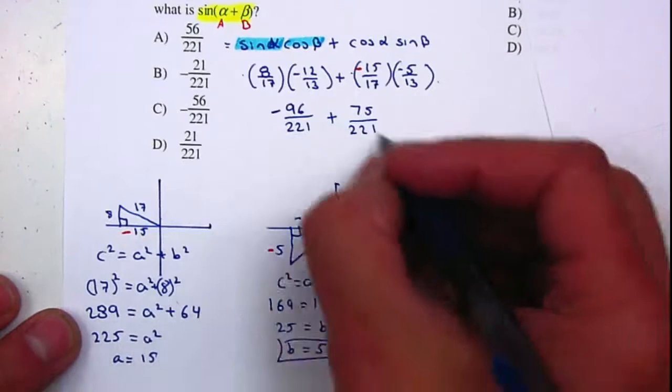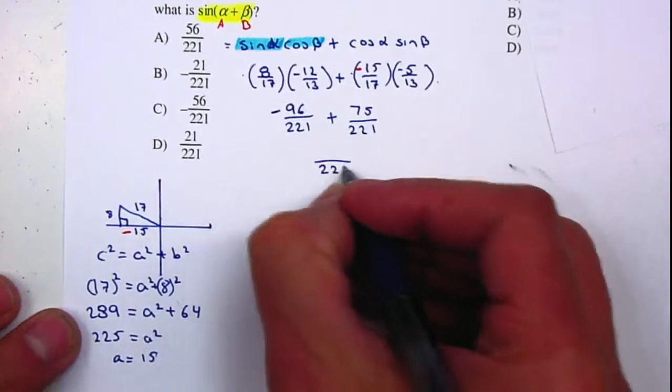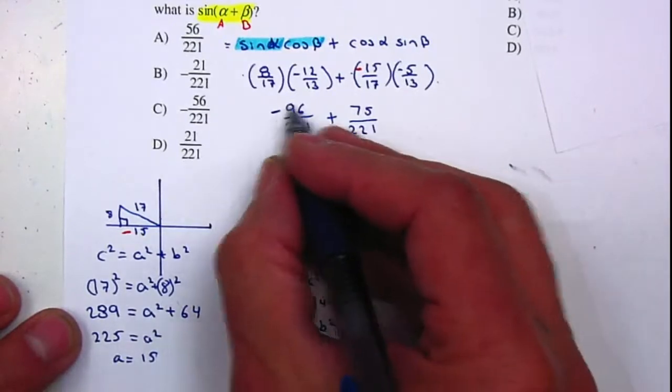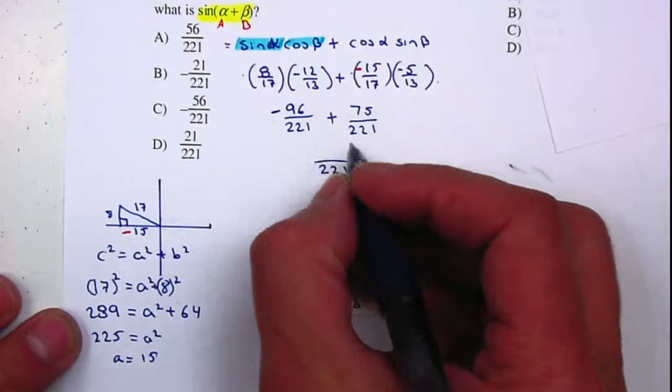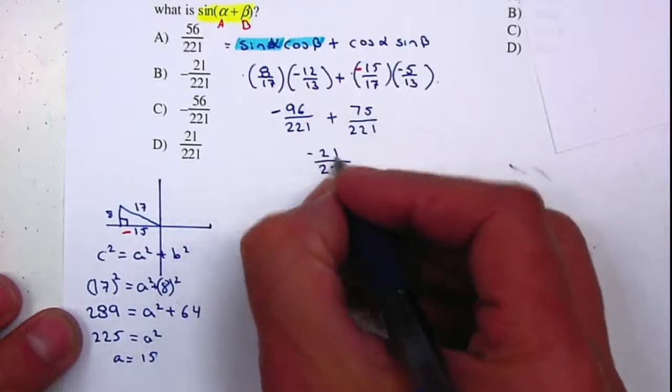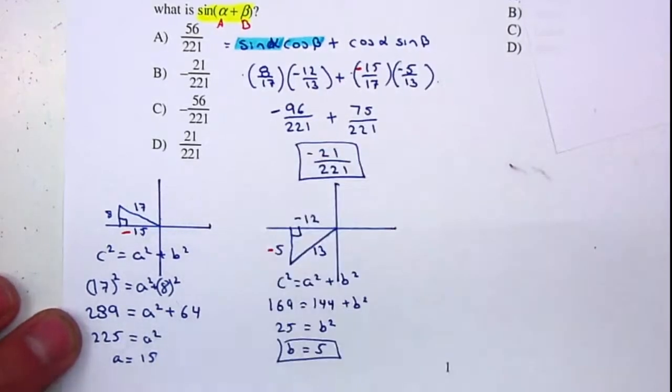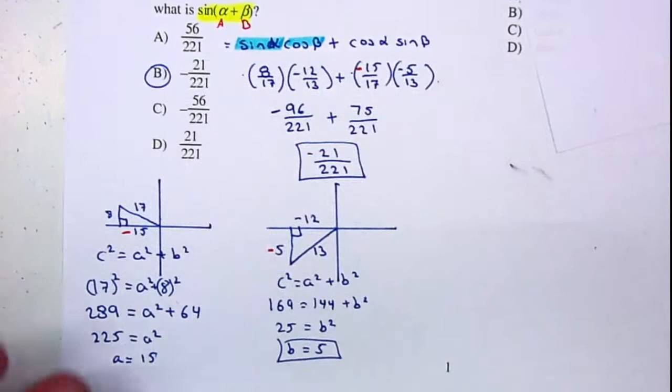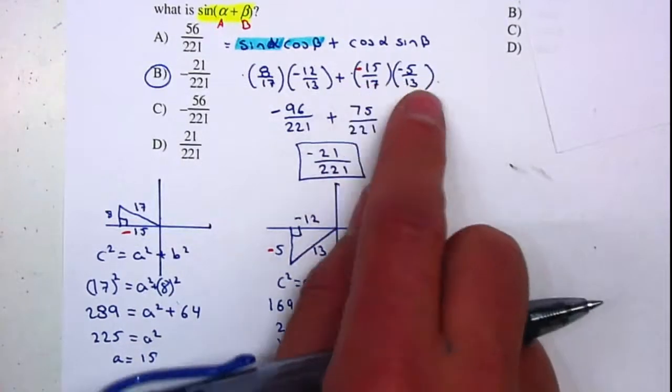And since I have the same denominator, I can go ahead and add them. 221 is the same denominator. Negative 96 plus 75 will give me negative 21. And that'll be my answer. So therefore my answer is letter B. So just be careful with your signs. That is the main thing that you have to be careful with.